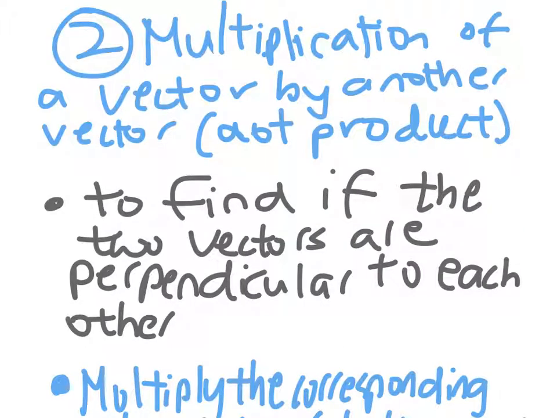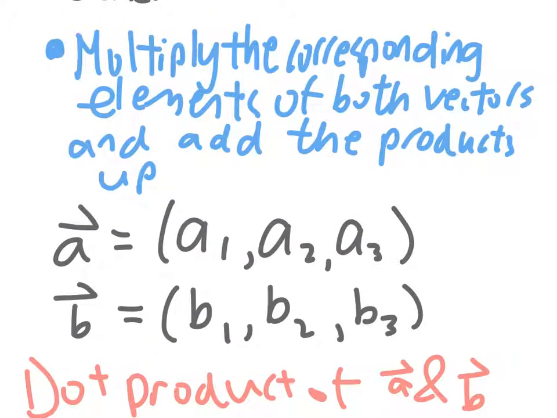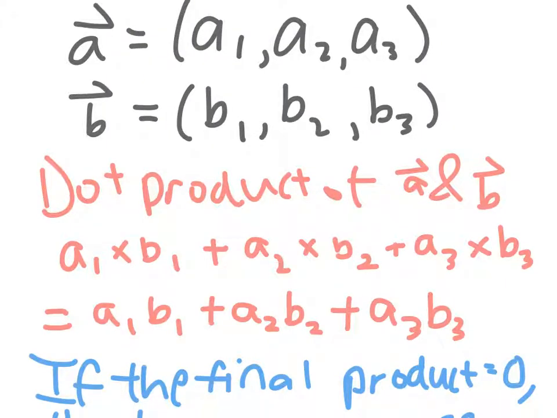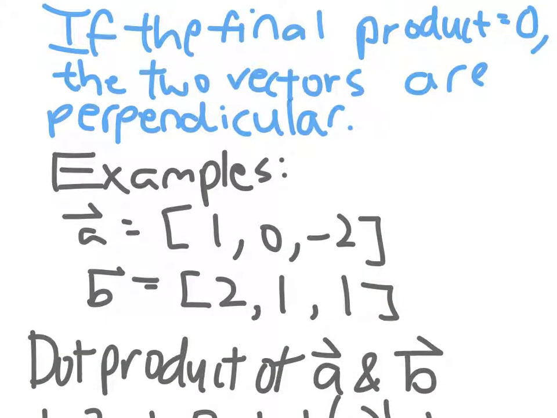The multiplication of a vector by another vector, which is commonly known as the dot product, is used to find if the two vectors are perpendicular to each other. We can perform that by multiplying the corresponding elements of both vectors and adding the products up. Using the same set of vectors, the dot product of vector A and vector B is simply multiplying the corresponding components together and adding them up, resulting in a1b1 plus a2b2 plus a3b3. If the final product is 0, the two vectors are perpendicular.